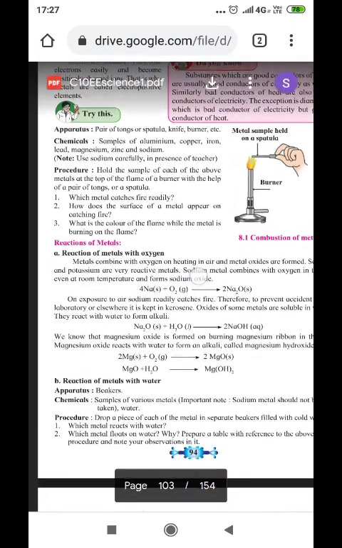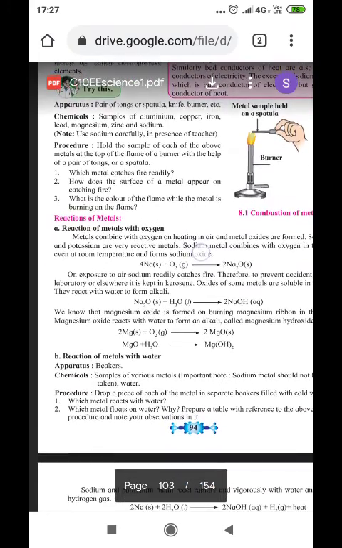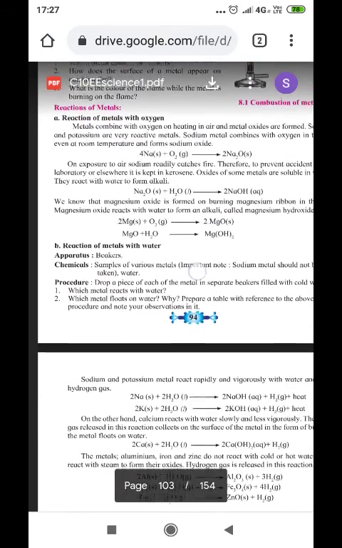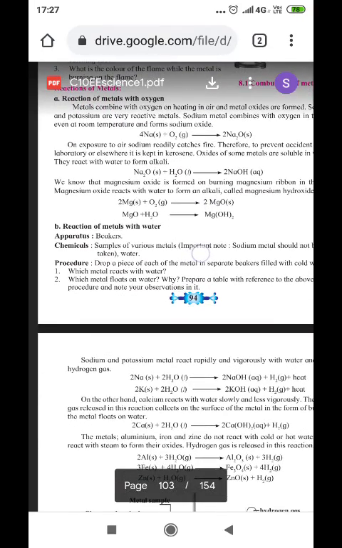Now, the Try This part is omitted from your syllabus this year. So we'll move ahead with the reactions of metals.